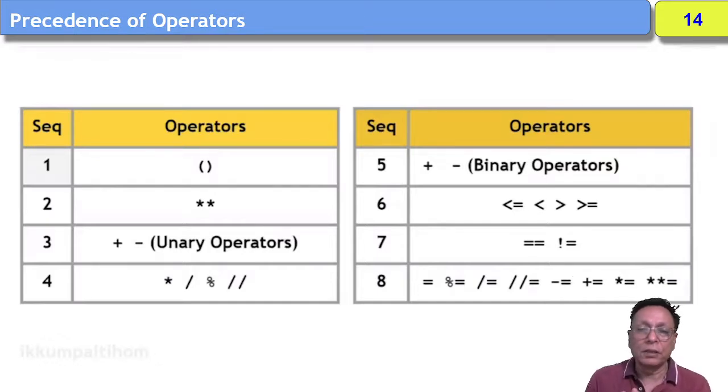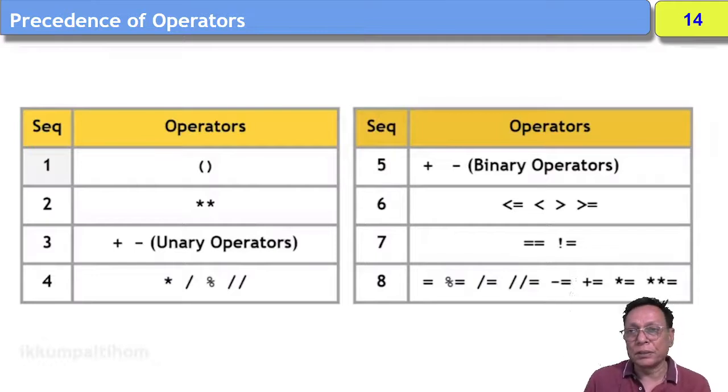So exponential means if parentheses are there and exponential is there, first parentheses are evaluated, and after that exponential is evaluated.